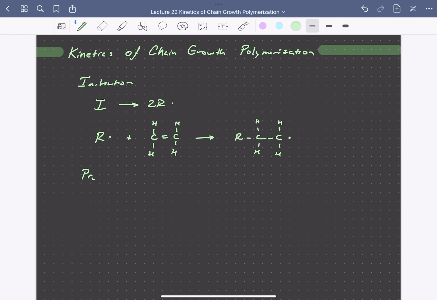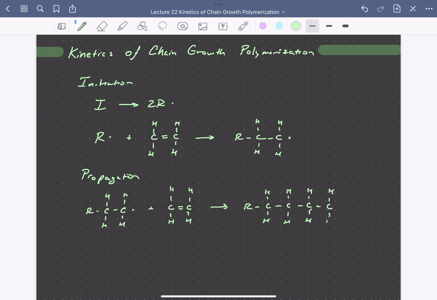So the next step of polymerization is propagation. So here we have reaction of that radical species, which we formed in the initiation step, with a monomer. So the result of this propagation step is that we essentially transfer that radical to the end of this now starting to grow chain. So now we have two monomers linked together, still with this radical species, where now we can add additional monomers to the end of this growing chain.